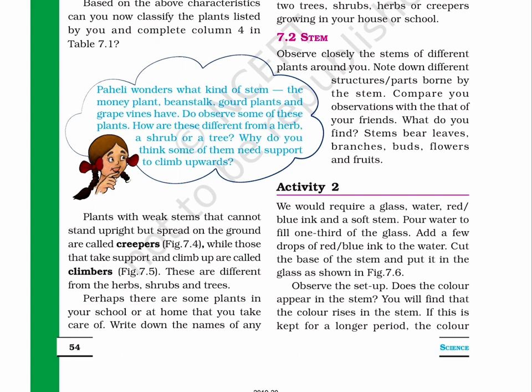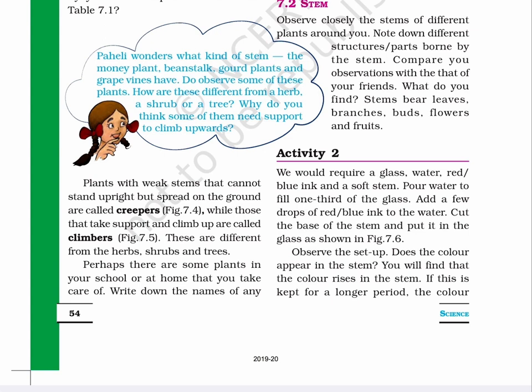Activity 2. We would require a glass, water, red or blue ink and a soft stem. Pour water to fill 1/3 of the glass. Add a few drops of red or blue ink to the water. Cut the base of the stem and put it in the glass as shown in figure 7.6. Observe the setup. Does the color appear in the stem?